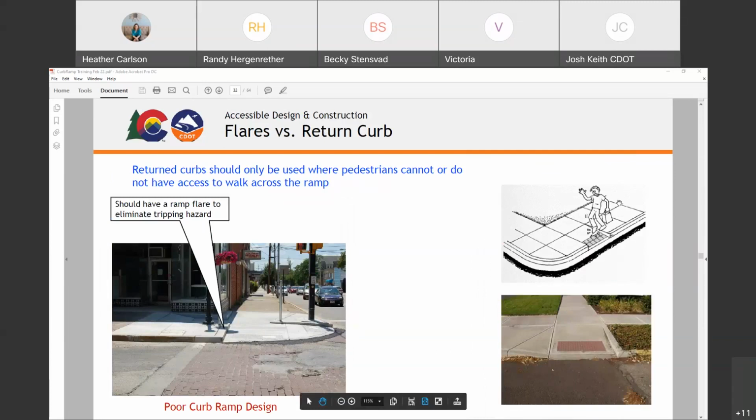But anywhere that people can continue walking and might not notice what's going on, you've got to get rid of those trip hazards. So that curb ramp on the left there is so close. If they had just done that a little bit differently, it could have been perfect.